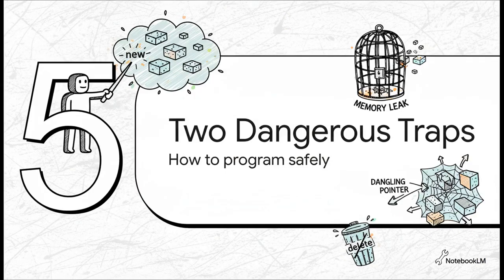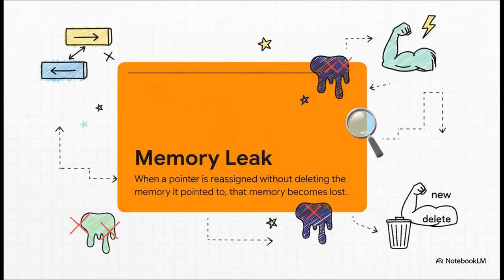Okay, to really master this power, you gotta know the dark side. You have to know the traps. If you mess up that life cycle, you are almost guaranteed to fall into one of 2 of the most common and frustrating bugs in programming. Let's look at what they are and how to avoid them. First up, the memory leak.